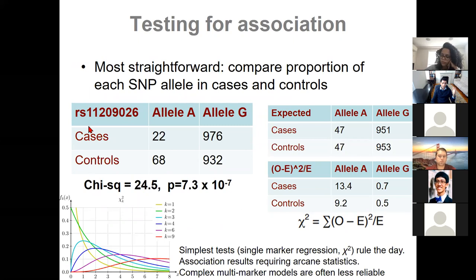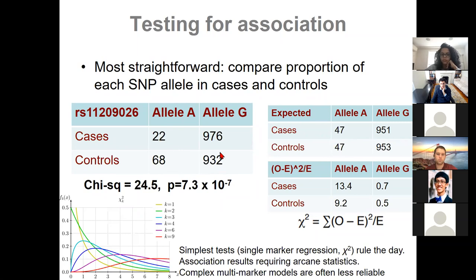And you can ask for every single SNP in the genome, carry out the same exact statistical test. So what you're asking is how many individuals who are cases carry the A allele or the G allele at every locus versus how many individuals who are controls. And by expectation, you would expect this ratio to be the same by chance. So you would expect 47 A alleles in controls and 47 A alleles in cases compared to 950 G alleles in both cases and controls. But what you're observing is instead of these 47, you see an overrepresentation of allele A in your cases and an underrepresentation of allele A in your controls. Okay, so you're deviating from what you would have expected.